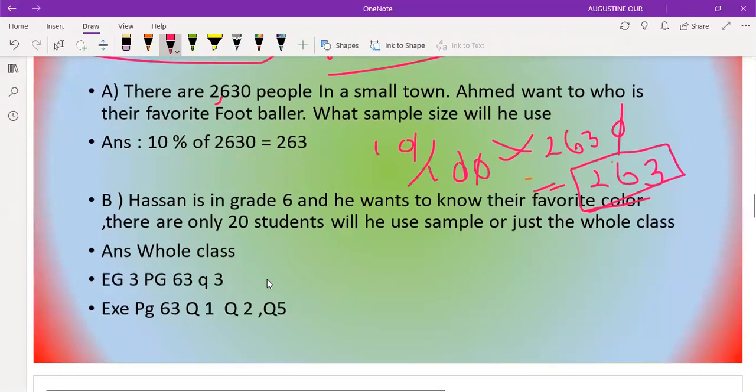Okay, Ahmed is in grade 6 and he wants to know their favorite color. There are only 20 students. Will he use a sample or just the whole class? Remember, there are 20 students. This is less than 100. So he will interview everyone. Okay, guys.